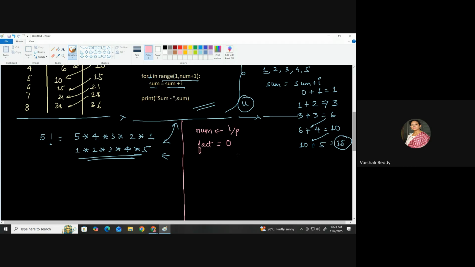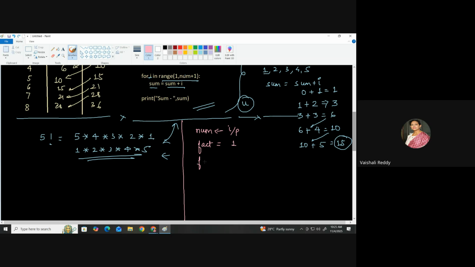I'm very sorry, I was on mute. So Avanti has written fact is equal to fact multiplied by i. My question is, if I take fact as 0, is it fine? 0 multiplied by any number, what is the result? It will be 0. So should I take fact equals 0? Is it okay? No. So what should I do? We have to take fact is equal to 1.